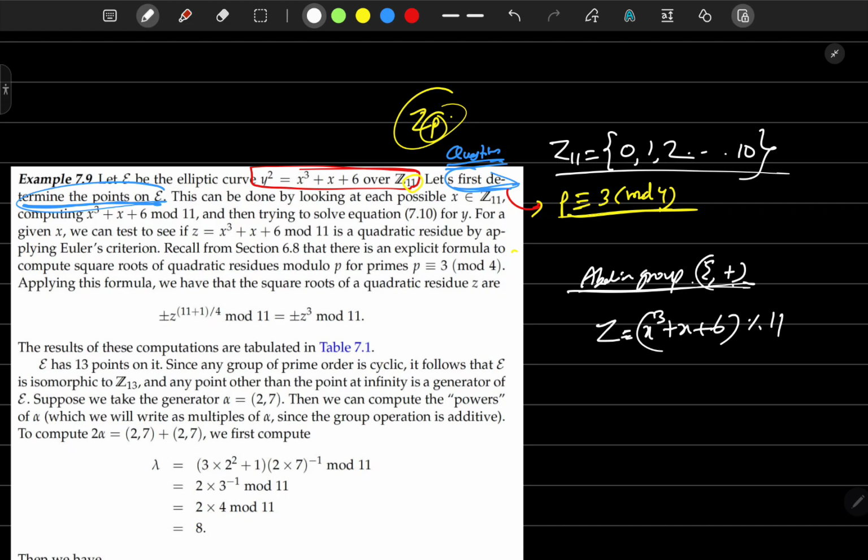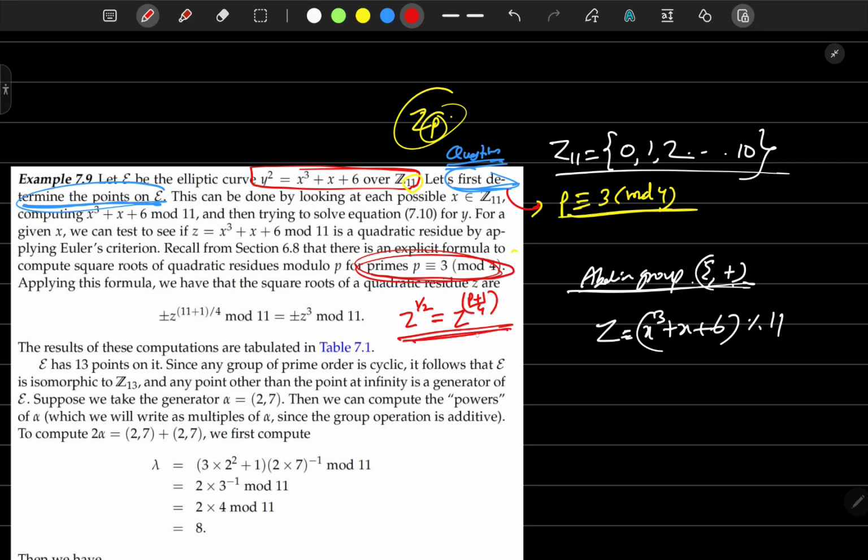We can test whether z is a quadratic residue by applying Euler's criterion. If it is a quadratic residue and P satisfies this equation, then there is one formula to compute the square roots: z to the power 1 by 2 is congruent to z to the power (p plus 1) by 4.